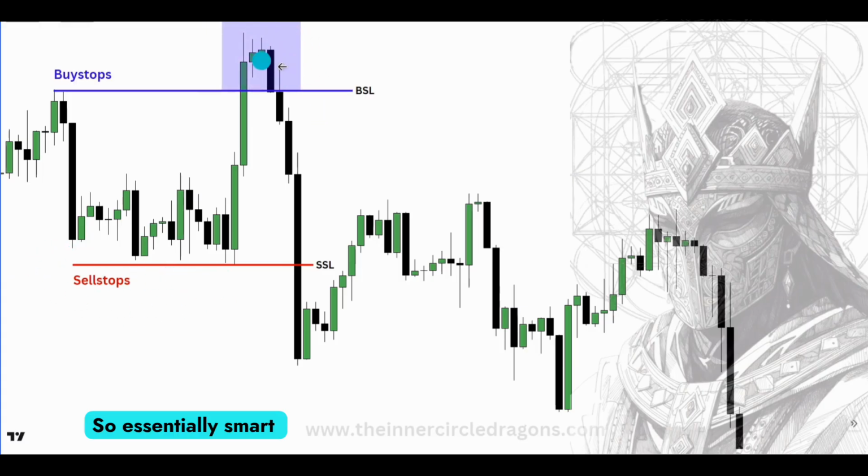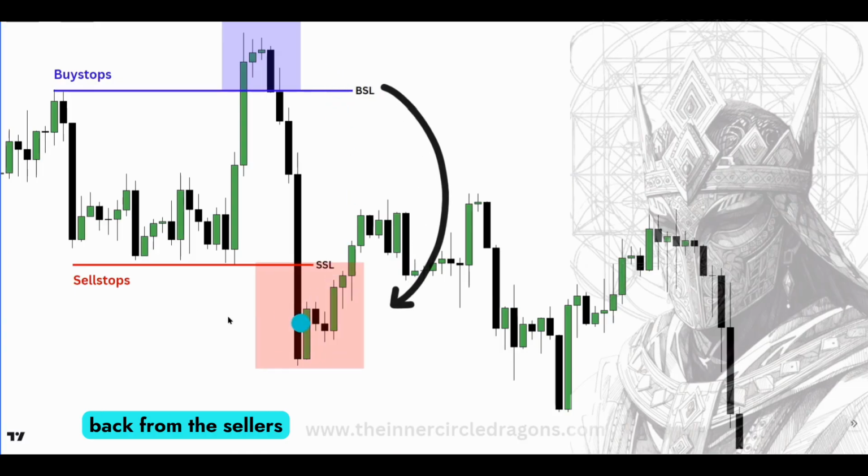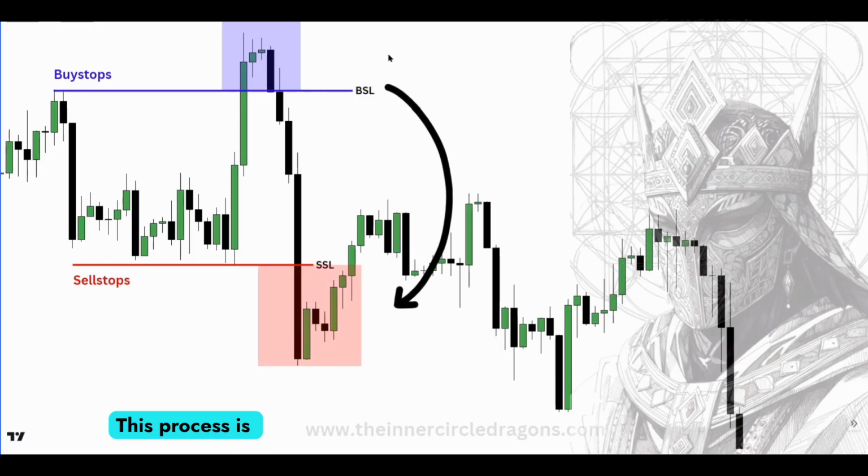So essentially, smart money is pairing sell orders with the buy stops in the form of these willing buyers above these relative equal highs and offloading those shorts by buying back from the sellers in the form of the sell stops. This process is known as order pairing and is essentially how the market really moves from buyers to sellers and from sellers back to buyers.